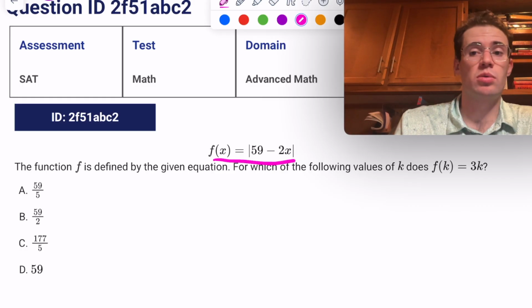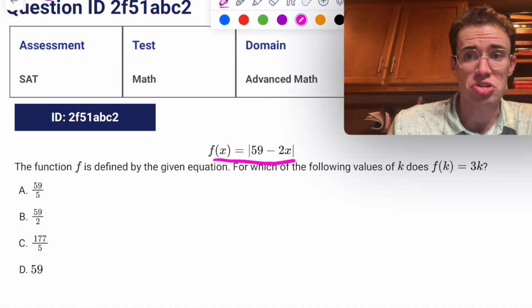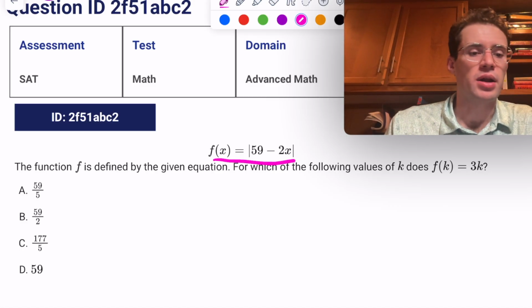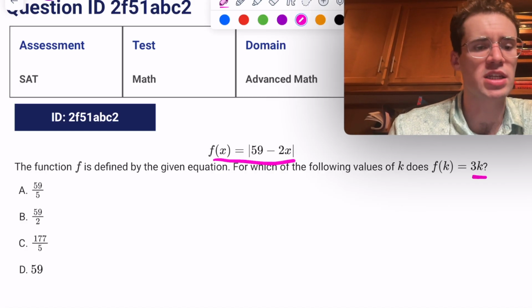If there weren't options, there wouldn't be a way to answer this. It's saying which of these options makes this true, because there could potentially be multiple. But here we're just choosing one of them. We could just plug them all in and compare them to 3 times that number.